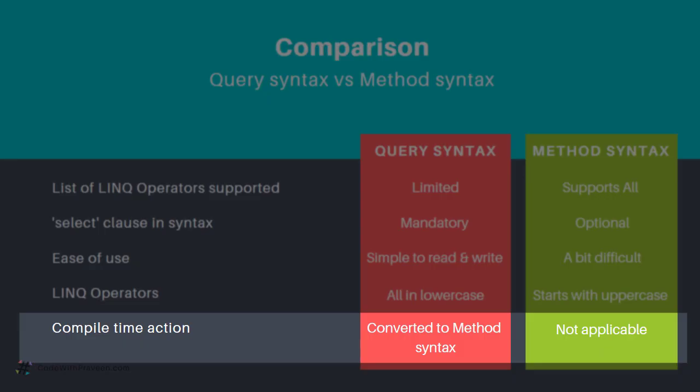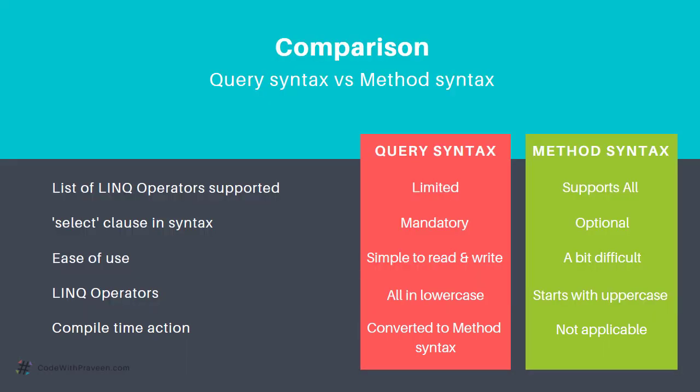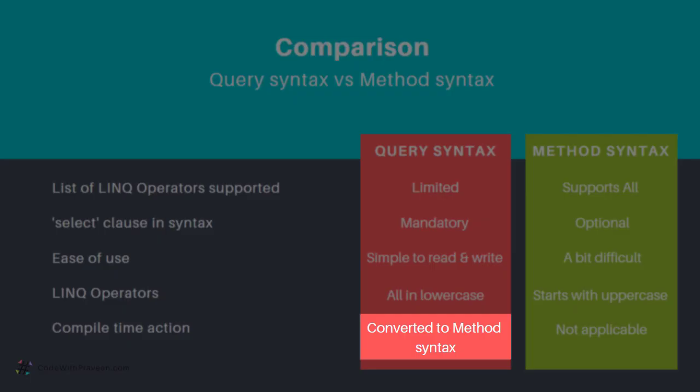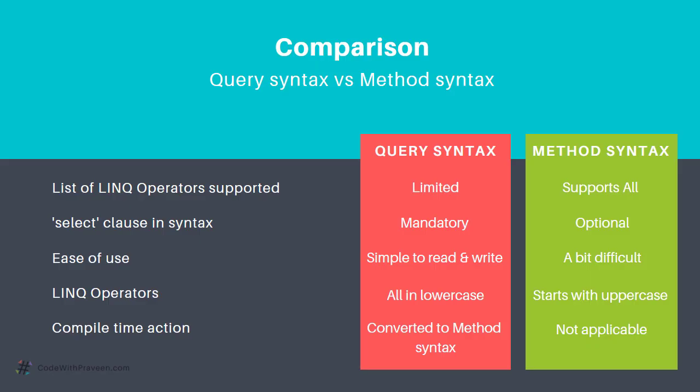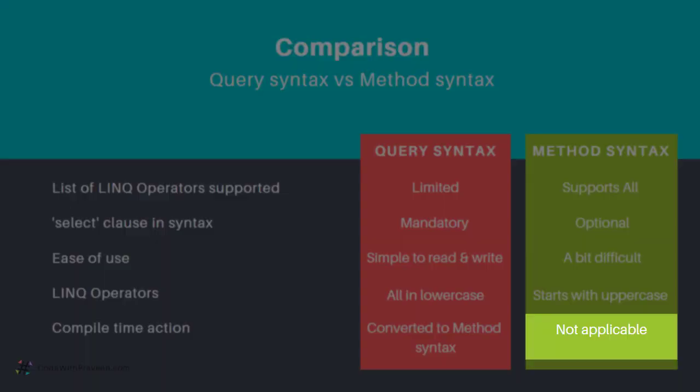Finally, we come to the difference with respect to the compile time action. Personally, I feel this is one of the important points which you need to remember. In the case of query syntax, it finally gets converted to method syntax during compilation time. Although you have written in a different format, during compilation, the compiler converts them to the method syntax. So this is one key point to understand. The query syntax is only like syntactic sugar which you are using so that it is easier for you to read and write. At the end of the day, it's going to get converted to method syntax in the background. Obviously, this is not applicable for the method syntax because it's already written using the same syntax.